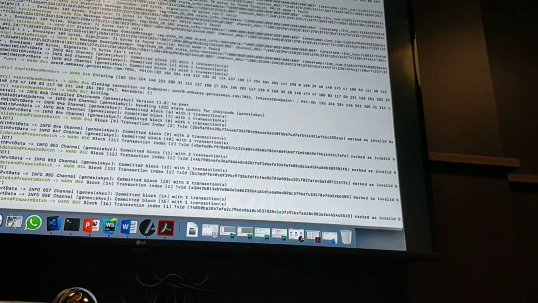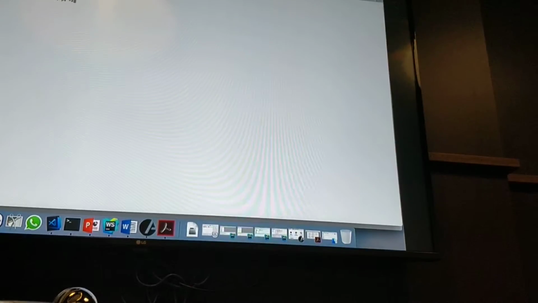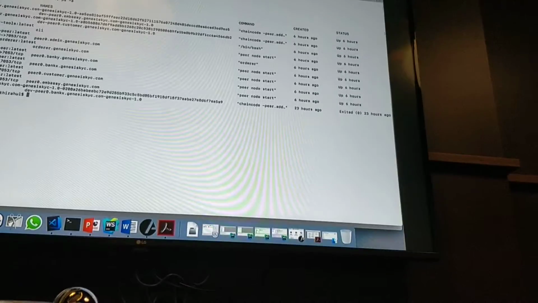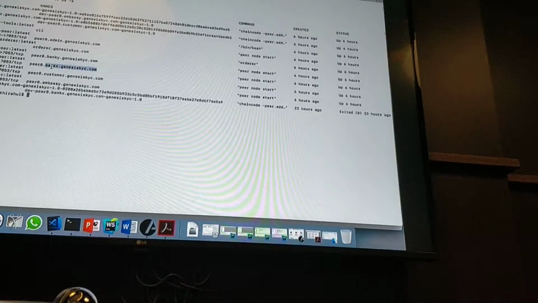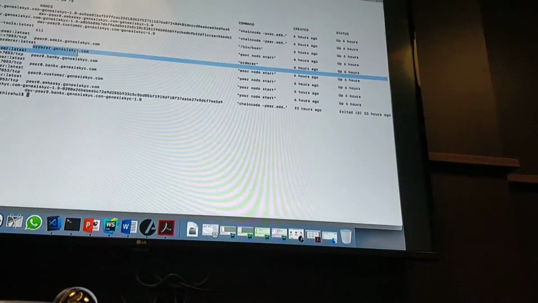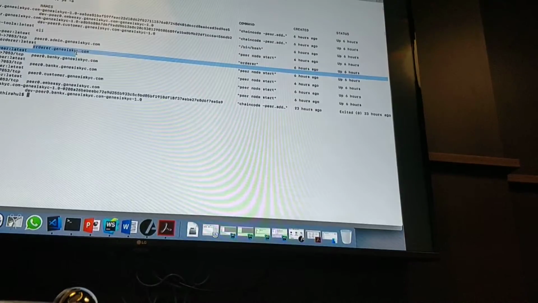This is the chain code, and these are the logs. You can see there are several Docker images. I have an image for each peer. This is peer 0 of bank Y, bank X, customer, embassy. This is the orderer node, if you guys know about the orderer node in the blockchain. It's the one responsible for the consensus, for ordering the transactions.